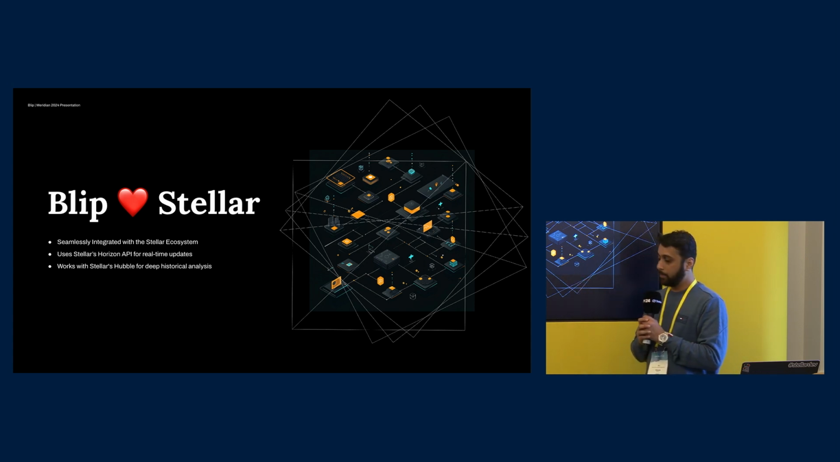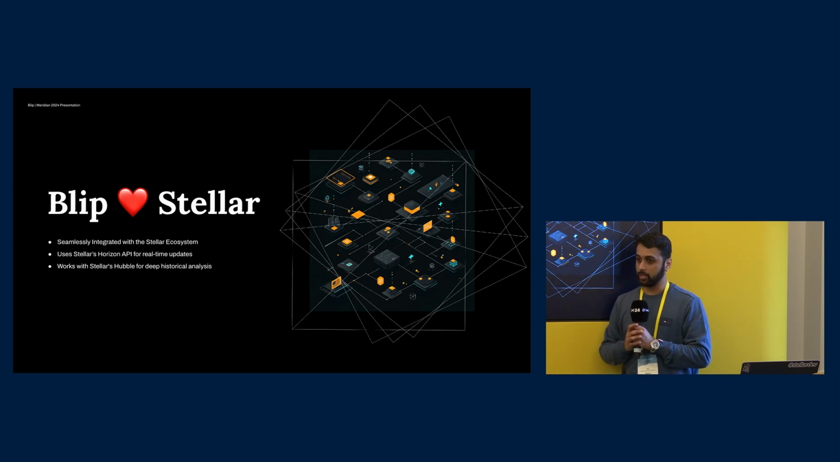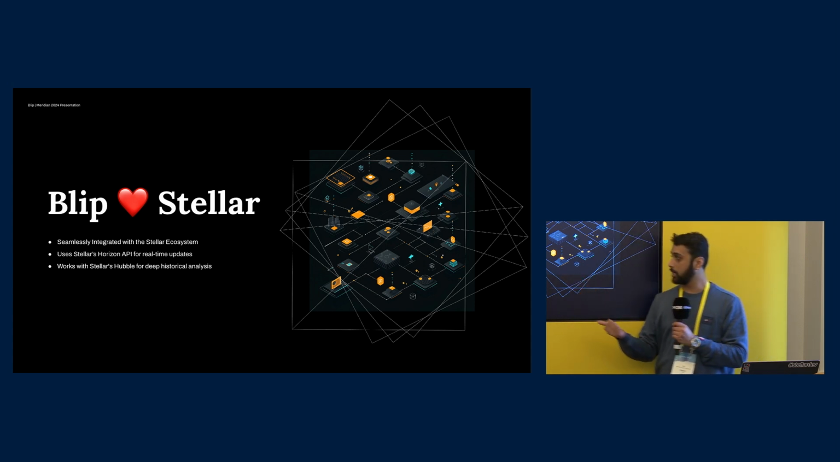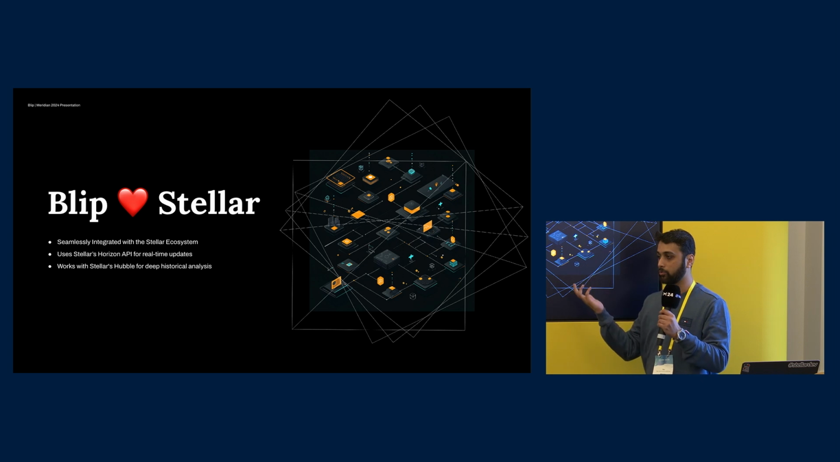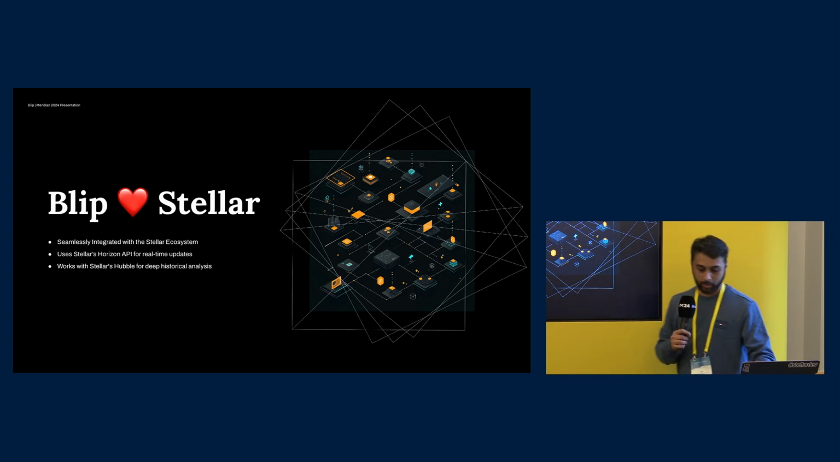It's simple. Blip is built on the foundation of Stellar. We are using Horizon APIs, and we're also using Hubble for the historical data, so that we don't have to put in any effort maintaining all the mainnet data.